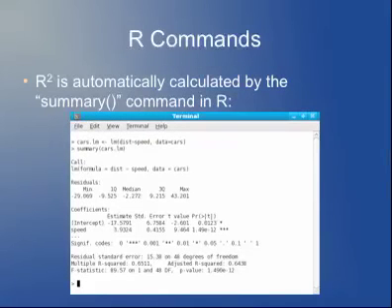And R squared is automatically calculated if you use the summary.lm command in R. If we do summary of cars again, you'll notice down here at the bottom, multiple R squared equals 0.6511 in this case. That tells us that about 65% of the variation in stopping distance can be explained by variation in the speed of the car when you stop.